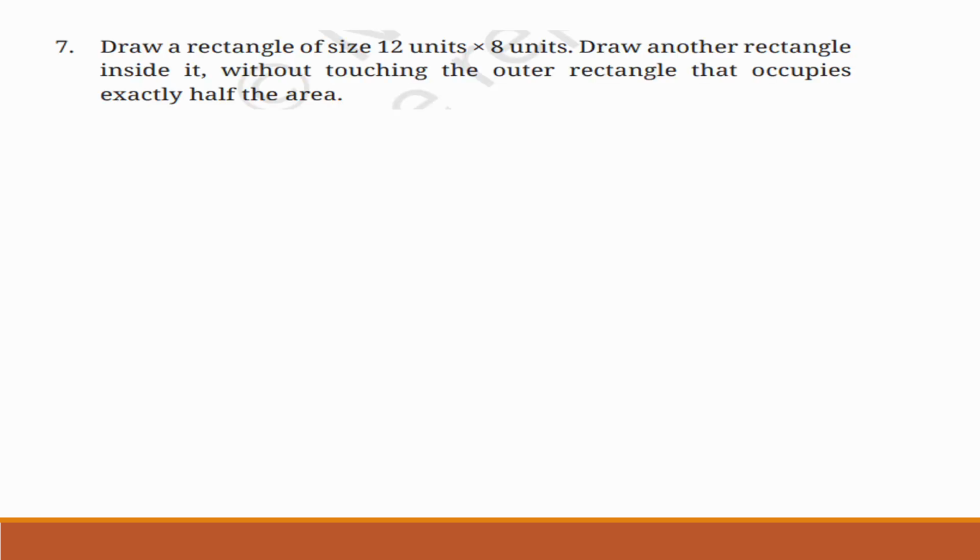Draw a rectangle of size 12 units by 8 units. Draw another rectangle inside it without touching the outer rectangle that occupies exactly half the area. So, the area of the outer rectangle is 12 into 8, that is 96 square units. Then we have to draw another rectangle inside it without touching the outer rectangle, and its area is exactly half the area of the outer rectangle.